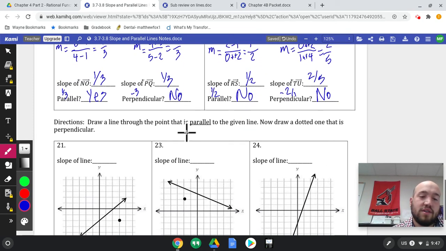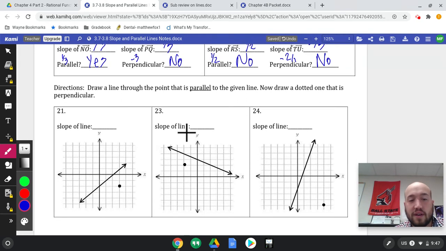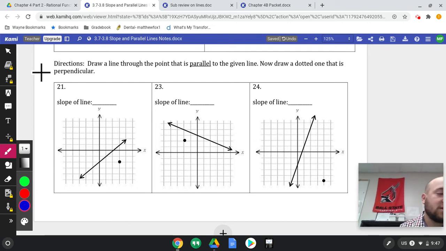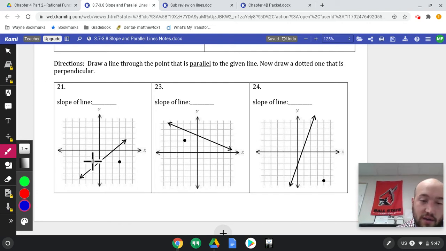All right, almost done for today's lesson. One final thing let's talk about here. It says draw a line through the point that is parallel to the given line. Now draw a dotted one that is perpendicular. So let's first start with the slope of the original line. So if we look here, it's up 1 over 1, rise over run. So the slope of the original line is 1 over 1. So if it's parallel, it will also be 1 over 1.